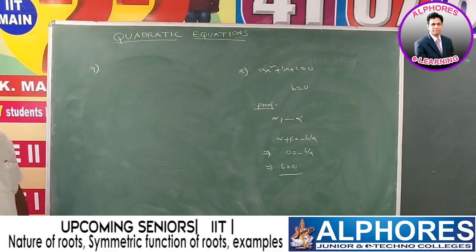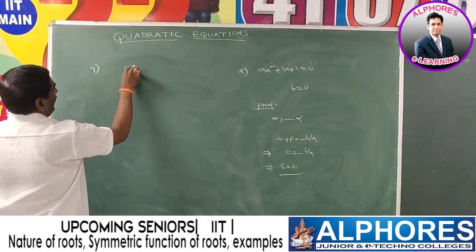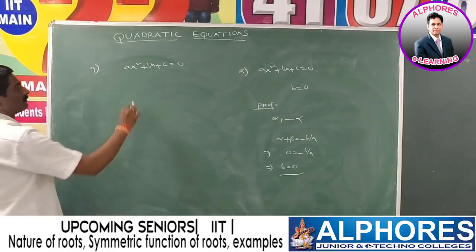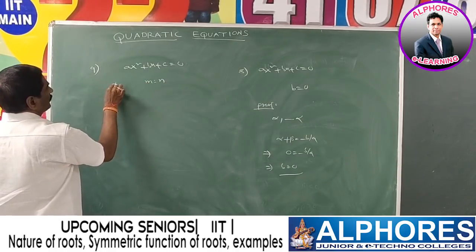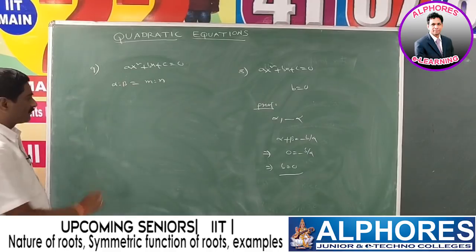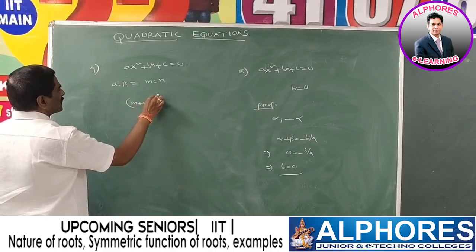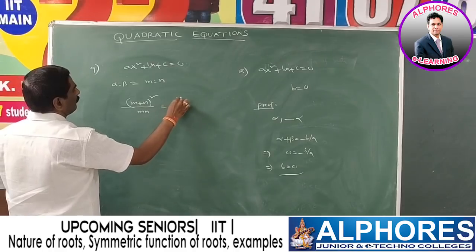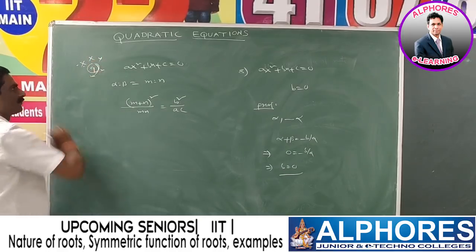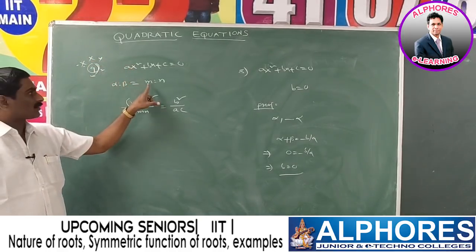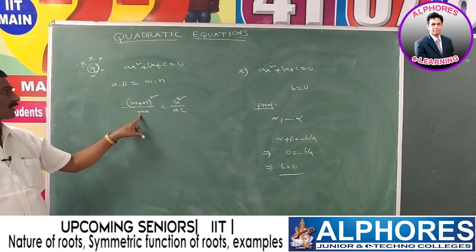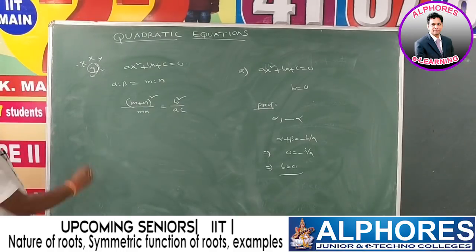Ninth one. In the quadratic equation ax square plus bx plus c is equal to 0, if the ratio of the roots is rational, that means alpha is to beta is equal to m is to n, then the relation between a, b, c and m, n is (m plus n) whole square by mn is equal to b square by ac. It is the standard result, very, very important result. If the ratio of the roots is m is to n, then (m plus n) whole square by mn is equal to b square by ac.